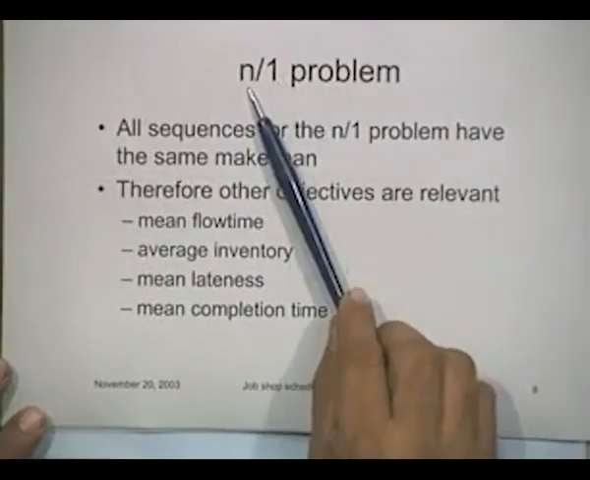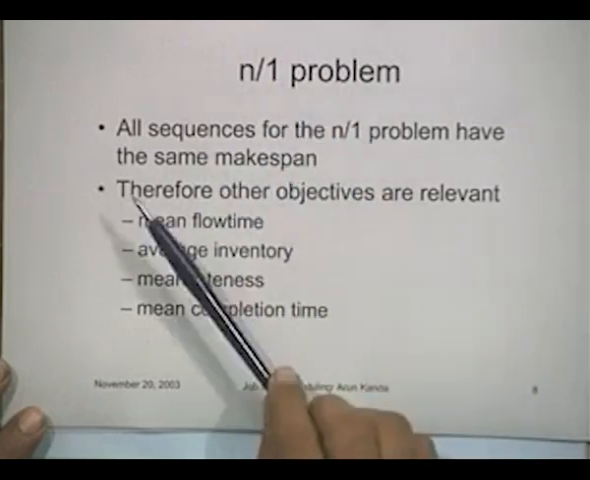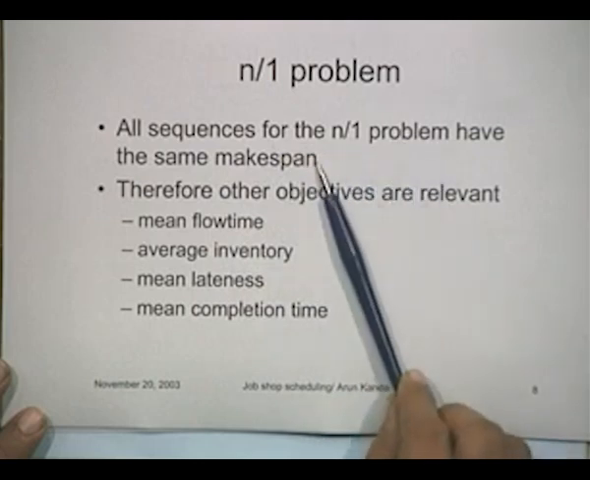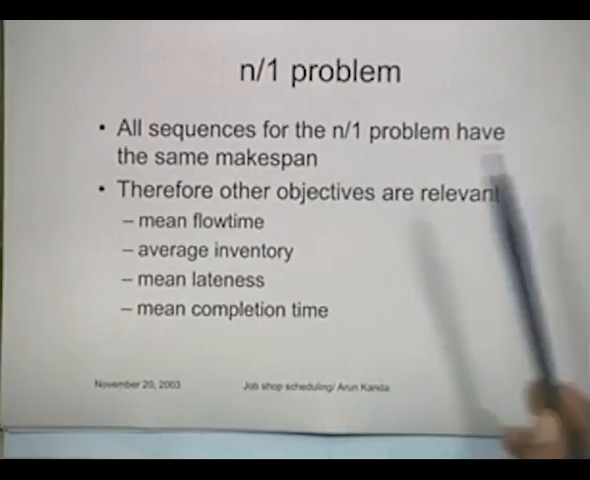Let us now consider the simplest problem, the problem for which some results are available. That is why we are looking at this problem. It is an N/1 problem, that is, there are N jobs to be processed on one machine. So all sequences for the N/1 problem have the same makespan. Do you agree with this? What it simply means is that if you have N jobs to be performed and each job has a certain fixed time, no matter what sequence you choose, the total amount of time required for doing the jobs will be the same. So really speaking, the makespan will be the same for all sequences.